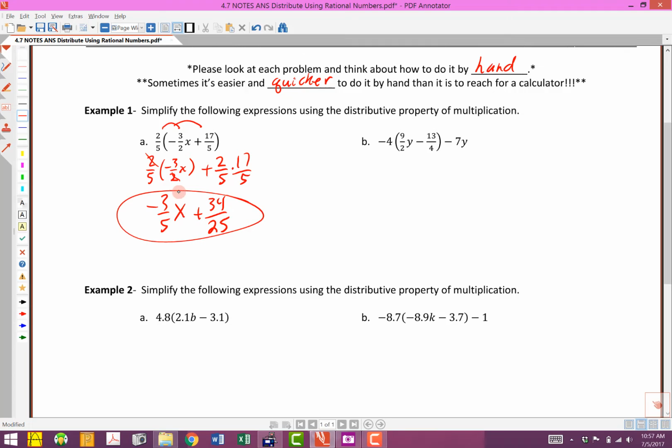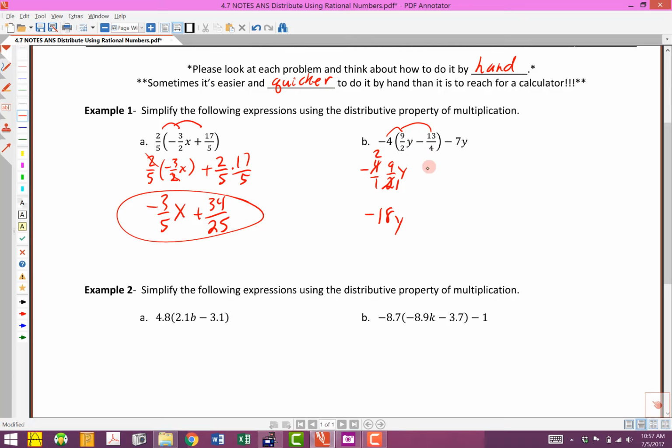I am going to come back and take a look at what would happen if we did this on a calculator and how long would that take? But before I do that, I'm going to go through and do this one right here. So I'm going to distribute through. We've got a negative 4 times 9 halves y. Again, if there's a fraction in the problem, you might as well think of everything as a fraction. So I'm going to put that 4 over 1. That means I can cancel the 2 with the 4. 2 goes in here once, 2 goes in here twice. So we've got a negative 2 times 9, so that's going to be negative 18y.